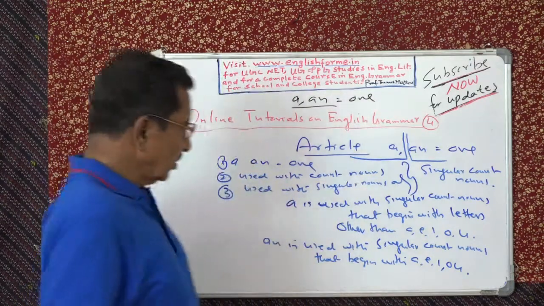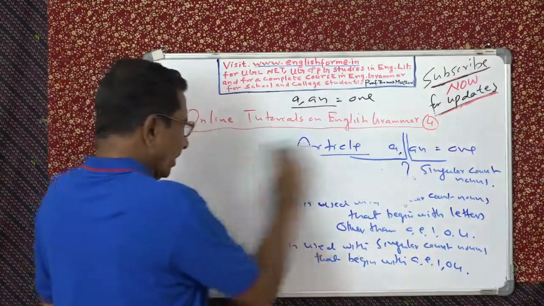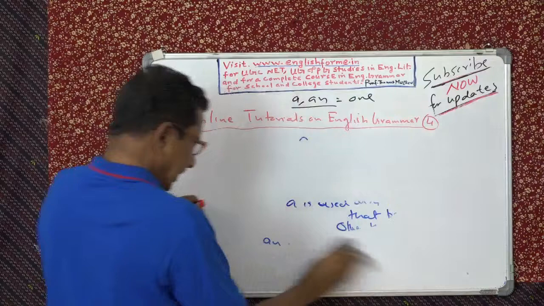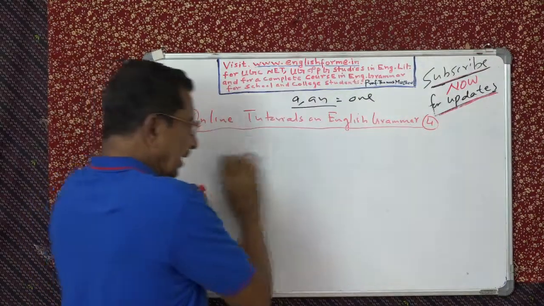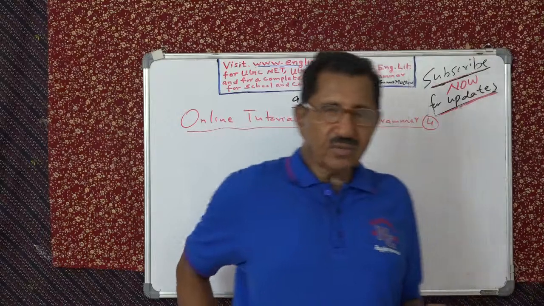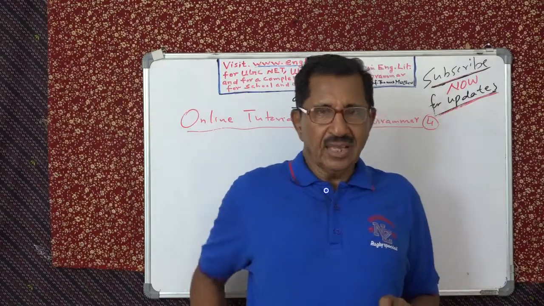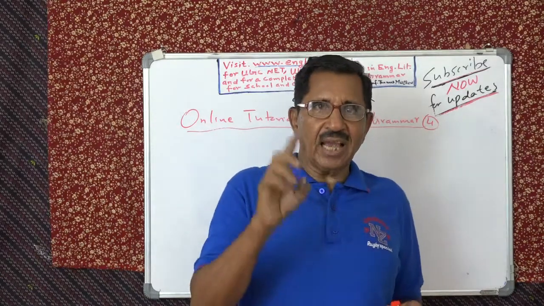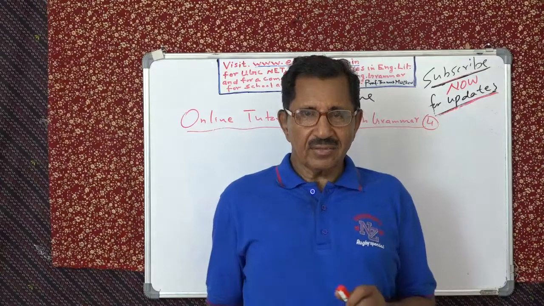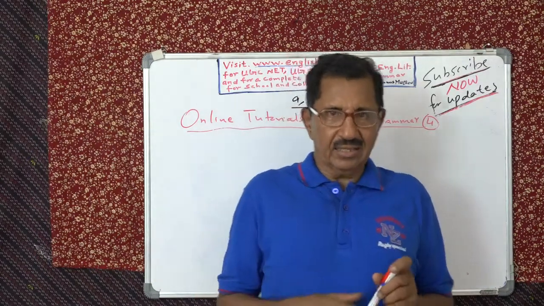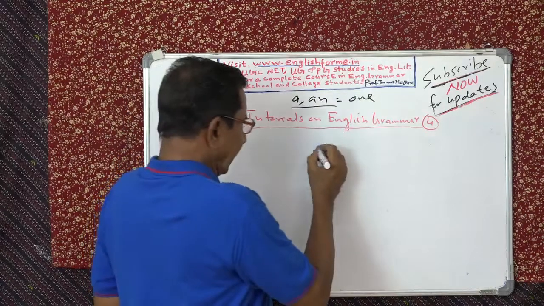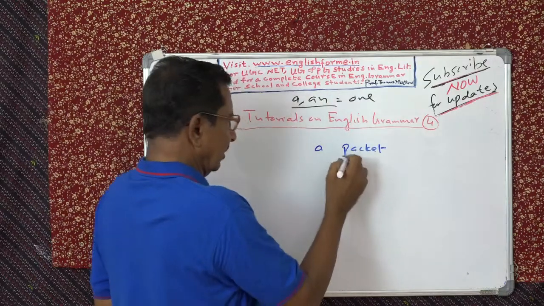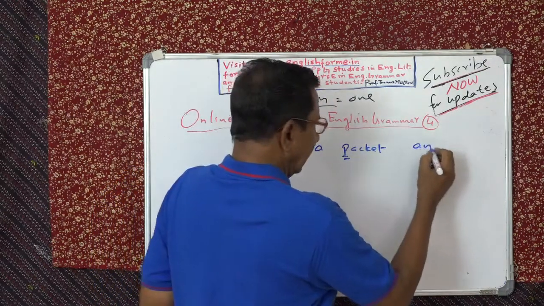Is that alright? So what are the new things that we studied today? First we saw there are two articles, a and an. Their meaning is the same. Both are used with singular count nouns. An is used with singular count nouns that begin with A-E-I-O-U. Otherwise, a is used. For example, a packet. A packet begins with P. But an eagle.